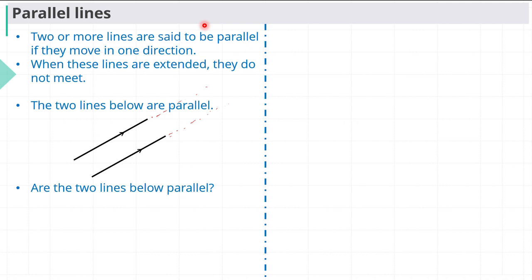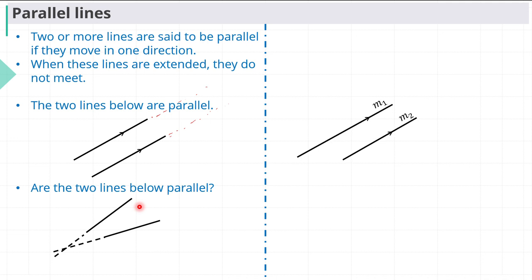Are the two lines below parallel? For this scenario, we see that when these two lines are extended, they eventually meet at a point. So for this example, the two lines are not parallel.